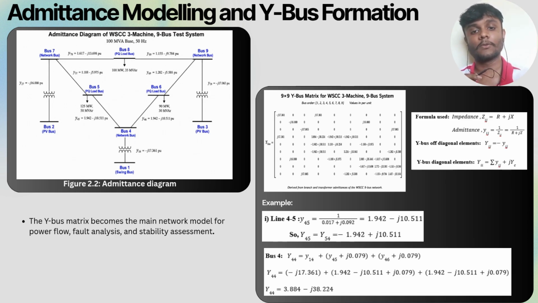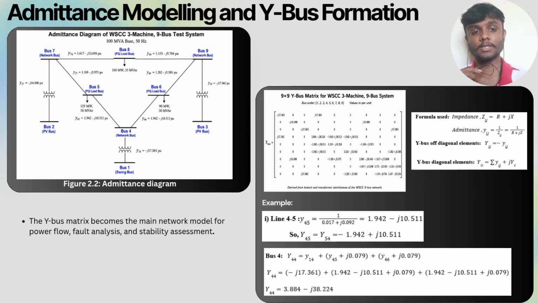So on the other hand, for the diagonal elements, all admittance connected to that bus are added together, including the line charging admittance. For example, bus 4 is connected to bus 1 through the transformer T1, and also to bus 5 and bus 6 through transmission lines. So therefore, Y44 is formed by adding those connected admittances together. So as you can see in figure 2.2, I have constructed the admittance diagram, and also I've constructed the 9 by 9 matrix for the Y bus formation.